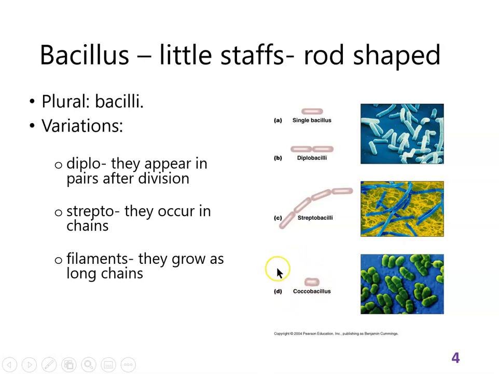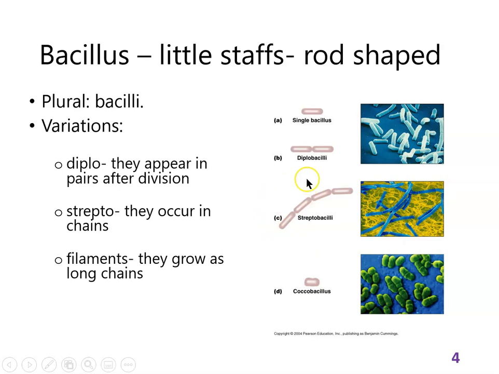They're all roughly between half a micrometer and 1 micrometer thick, roughly. But they could vary in their ratio of length to width. And sometimes that helps us identify them, as I'll get to later.